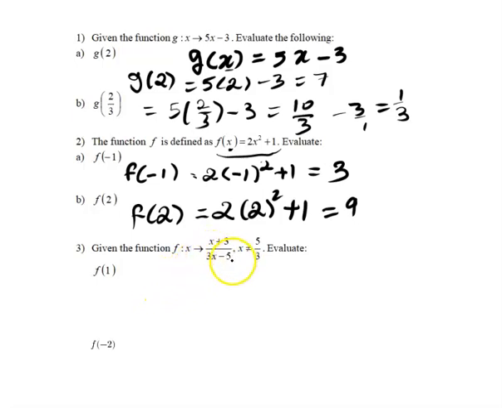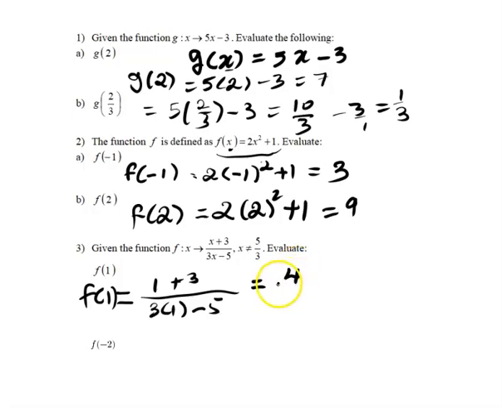Now, likewise here, we have this rational function. Evaluate f of 1. We simply go where we are seeing a variable. We replace the variable by the number. 1 plus 3 divided by 3 into 1 minus 5, which is 1 plus 3, 4; 3 minus 5, negative 2. 4 divided by negative 2 is negative 2.